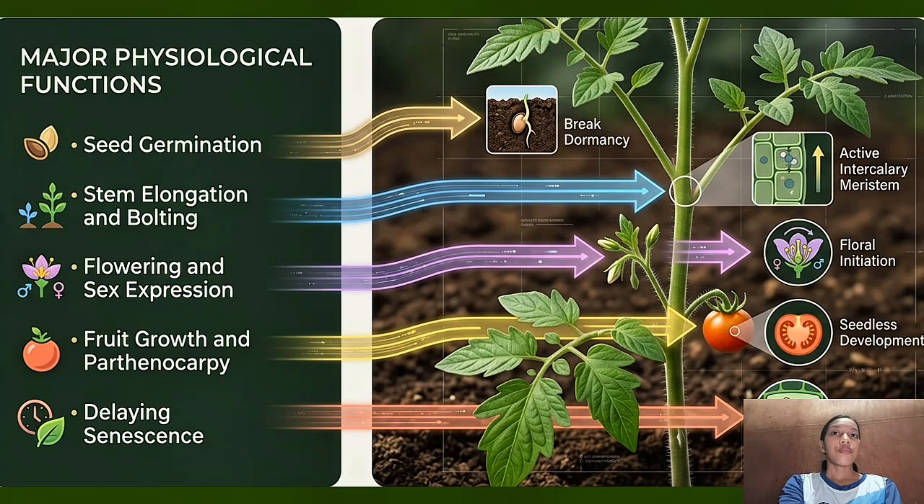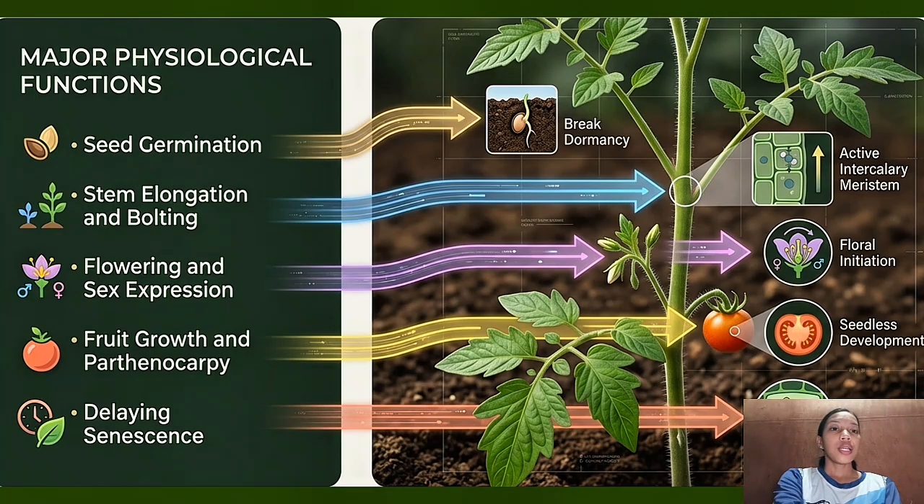The fourth one is fruit growth and parthenocarpy. Plant hormones promote fruit growth after pollination, and they can also cause parthenocarpy, which is the development of fruits without fertilization, resulting in seedless fruits such as seedless tomatoes or cucumbers.